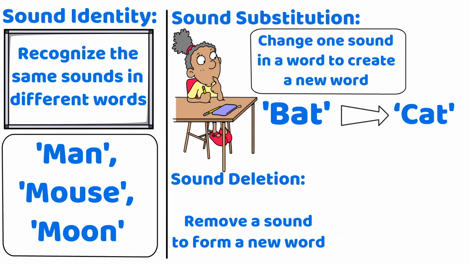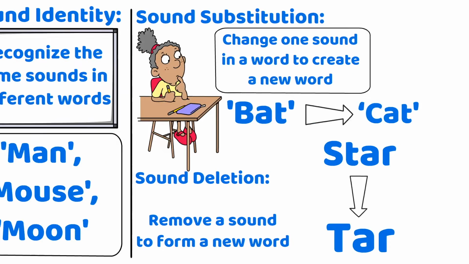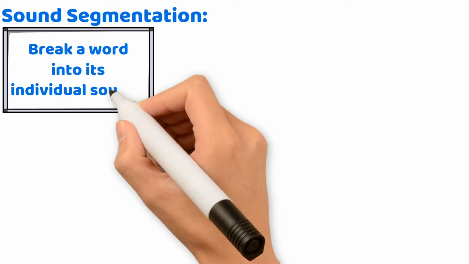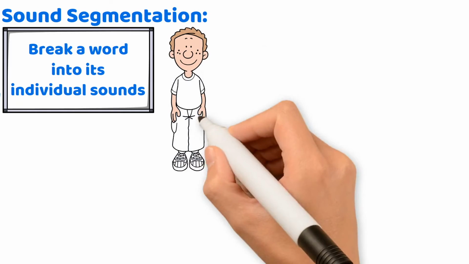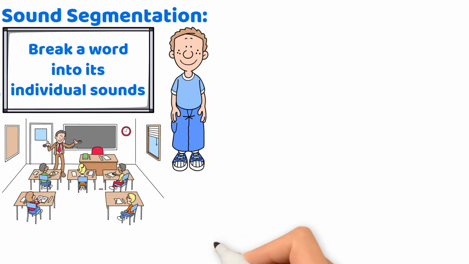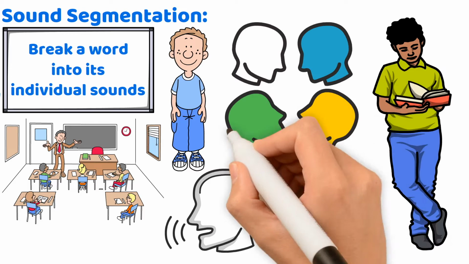Sound deletion: encouraging them to remove a sound to form a new word. For example, what word remains if you remove the S from star? Answer: tar. Sound segmentation: teaching them to break a word into its individual sounds, such as having the student articulate each sound in bat as B-A-T. These activities are critical for developing the ability to manipulate sounds, which is essential for reading proficiency and phonics mastery.